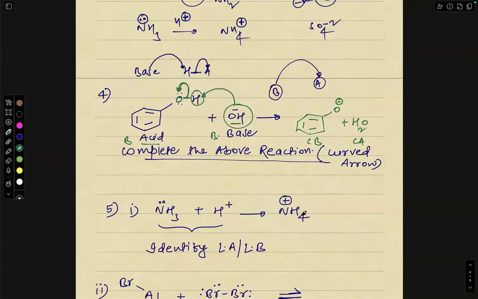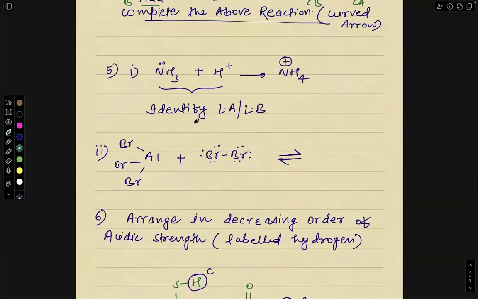Okay, next we have to identify the Lewis acid and Lewis base. So what is the definition of Lewis acid? Tell me. What is the definition of Lewis acid? Electron pair acceptor or donor? Acceptor or donor?